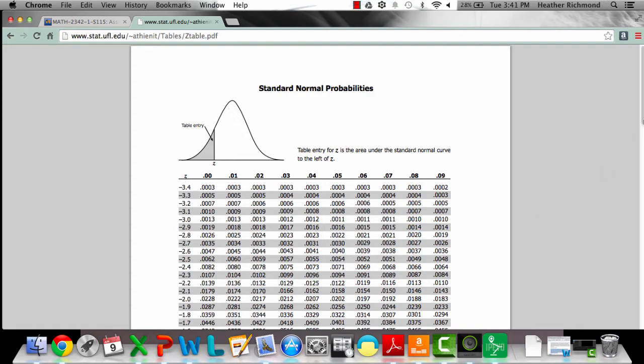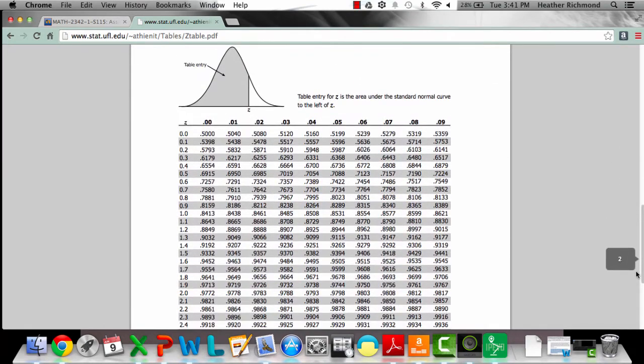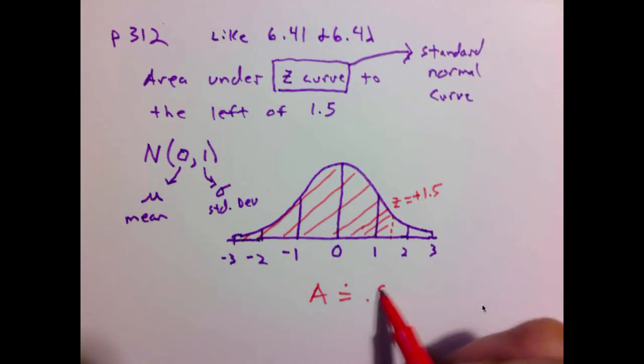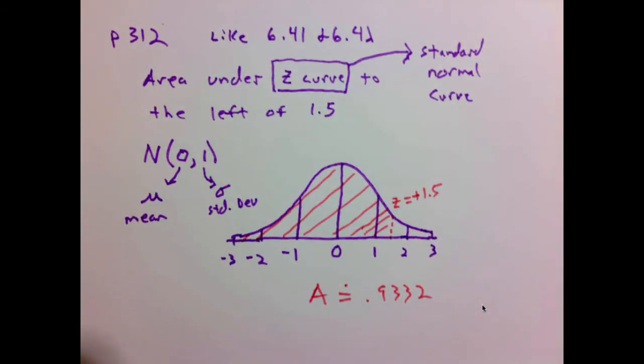Here's the negative z values. I'm going to scroll down until we get the positives. So here's 1.5, and since I want 1.50, it's this number right here, 0.9332. So the area here is approximately 0.9332. Area is approximately, and equal with a dot over it or a wavy equals is approximately 0.9332. That is this area. All right, that's how you can answer questions 6.41 and 6.42.